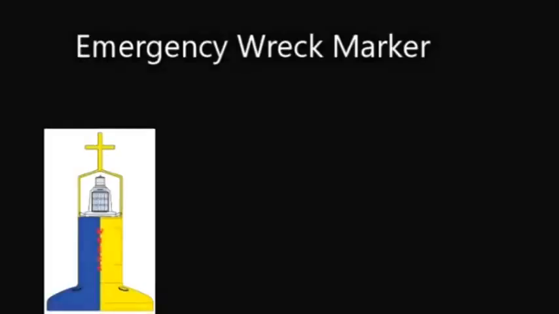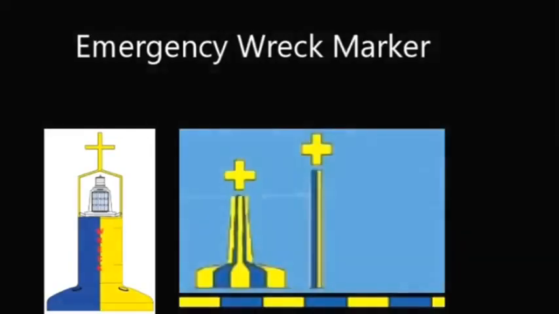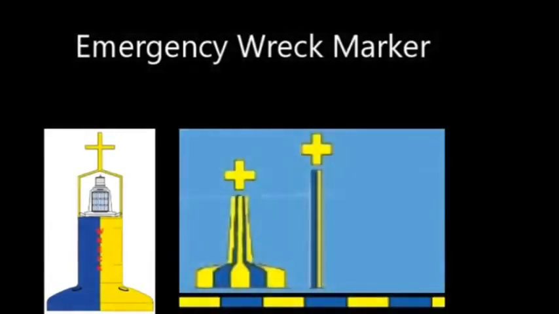A fairly new buoy is the emergency wreck marker buoy, and this is coloured blue and yellow, and it's got a cross on the top mark. You can think of this buoy as when a ship suddenly sinks, a helicopter flies out and drops this marker buoy, this emergency wreck marker buoy, in that area. Its light is flashing blue and yellow.